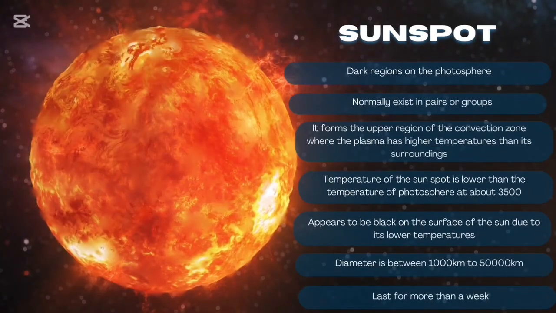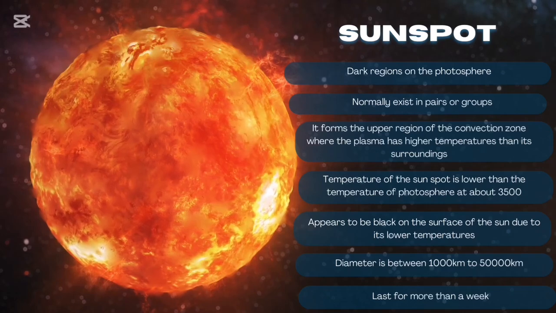Sunspot. Sunspots are the dark regions on the photosphere. Sunspots normally exist in pairs or groups. Sunspots form in the upper region of the convection zone where the plasma has lower temperature than its surroundings. The temperature of the sunspot is lower than the temperature of the photosphere, at about 3,500 Celsius.